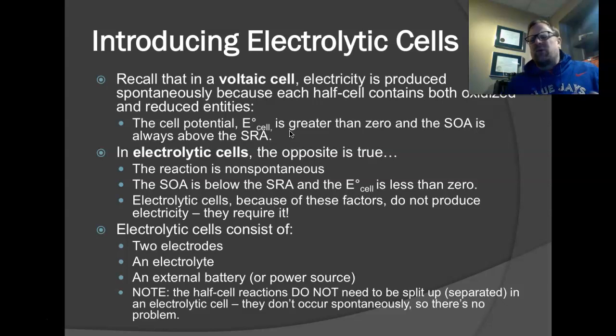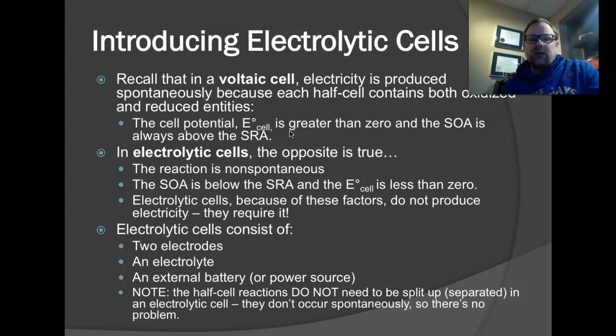Okay, so we remember back from concept B3 that if your strongest oxidizing agent is above your strongest reducing agent on your table, then you have a spontaneous reaction. If we have a spontaneous reaction, we are dealing with a voltaic cell.